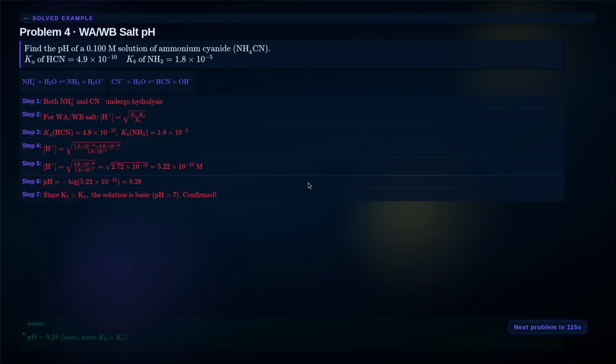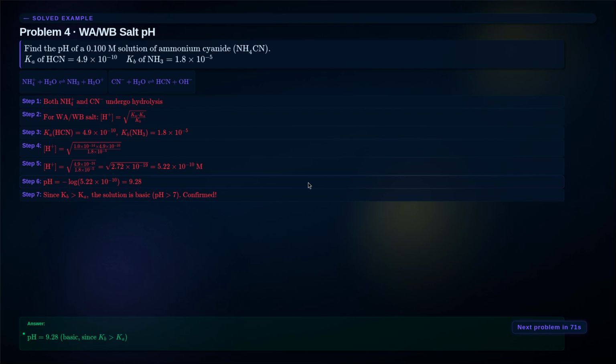Problem 4. Find the pH of a 0.100 molar solution of ammonium cyanide. Ka of HCN is 4.9 times 10 to the negative 10. Kb of NH3 is 1.8 times 10 to the negative 5. Step 1. Both NH4 plus and CN minus undergo hydrolysis because this is a WAWB salt. Step 2. For a WAWB salt, H plus concentration equals the square root of Kw times Ka divided by Kb. Step 3. Ka of HCN is 4.9 times 10 to the negative 10, and Kb of NH3 is 1.8 times 10 to the negative 5.